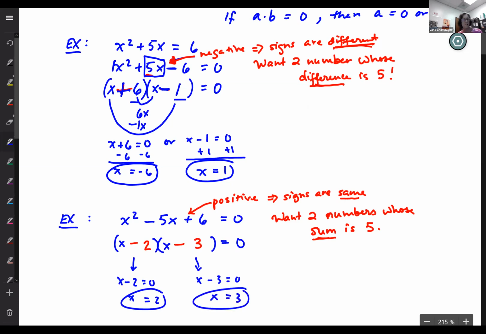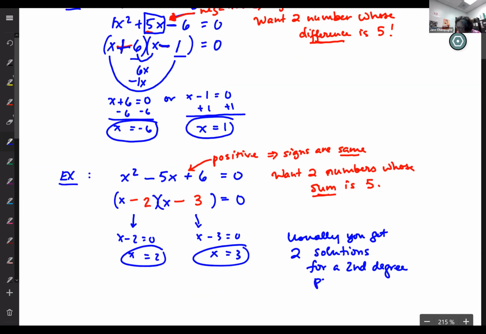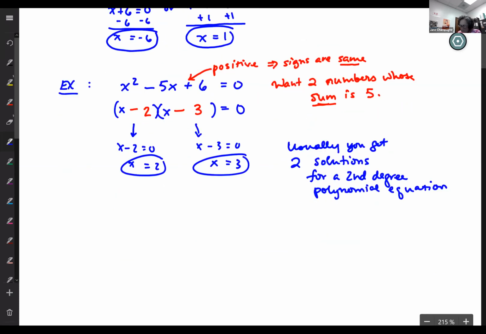And you do typically get 2 solutions for a second degree polynomial equation. Now, sometimes you'll get 1 or none, but usually you get 2 solutions for a second degree polynomial equation. Now, let me remind you what polynomials are.